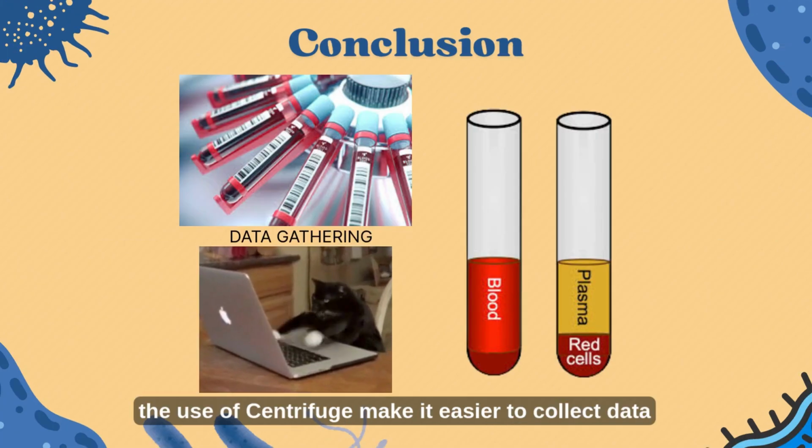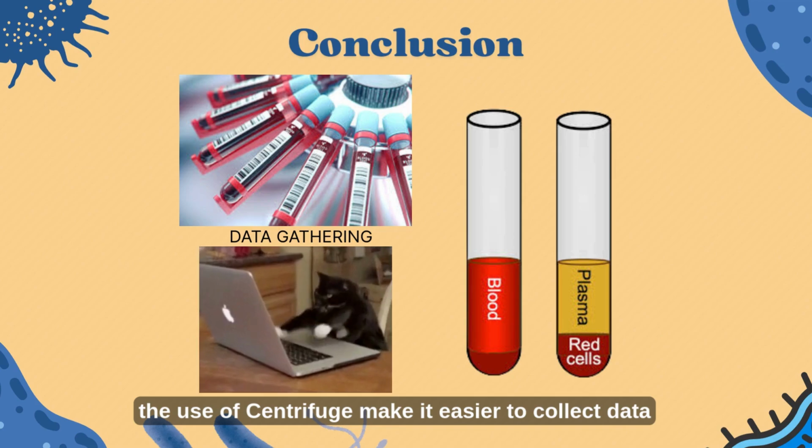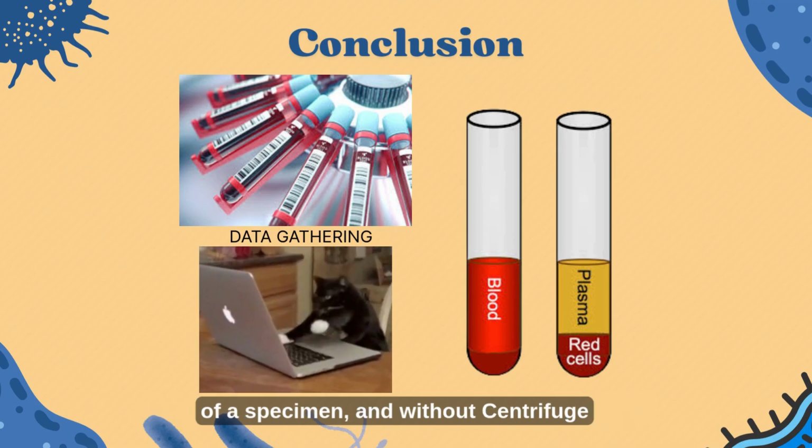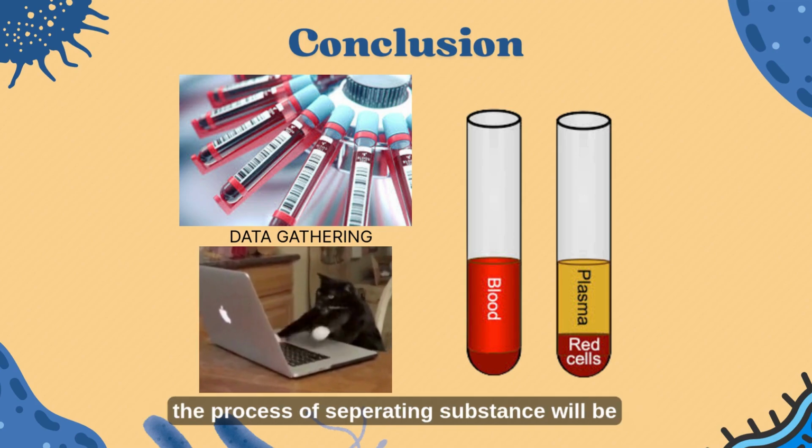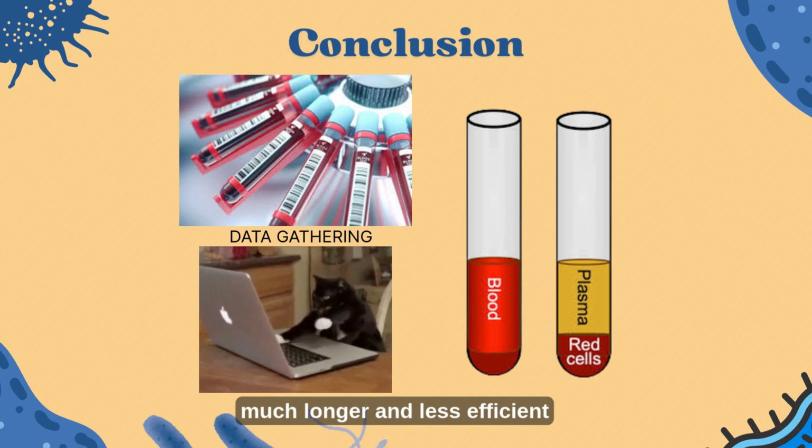In conclusion, the use of centrifuge makes it easier to collect data of a specimen, and without centrifuge, the process of separating substance will be much longer and less efficient.